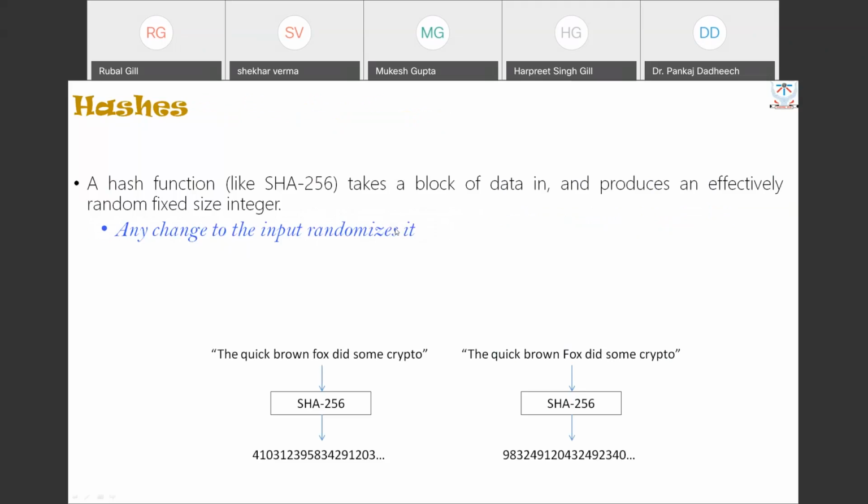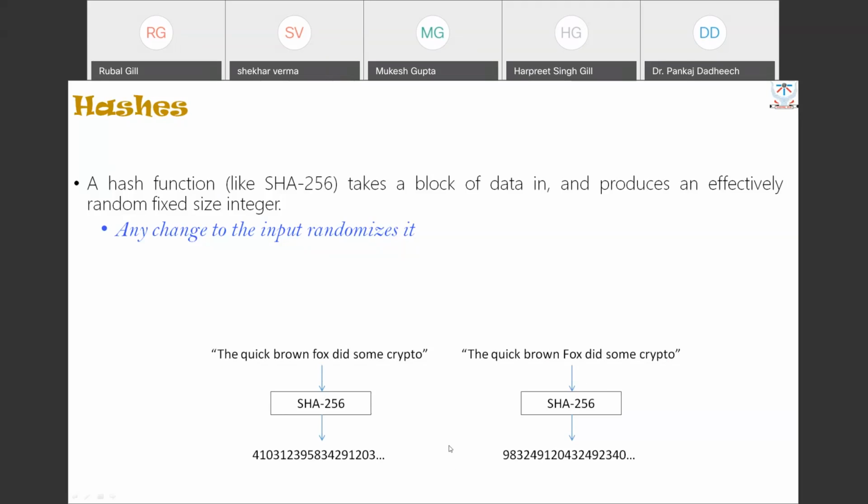What do I do? I resort to a hash function. We have already seen a hash function. For example, SHA-256 is a hash function which was adopted by blockchain, especially in Bitcoin. So let's see, I have "a quick brown fox did some crypto." When we do SHA-256, we get this output, 41031239583429, and so on and so forth, 256 bits. I just change the small f ASCII value with a capital F ASCII value, and I do the same thing and I get an entirely different value.